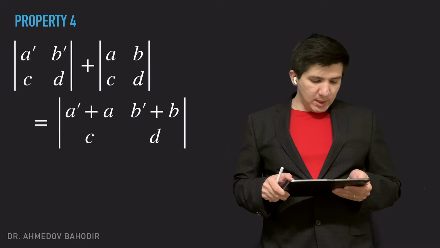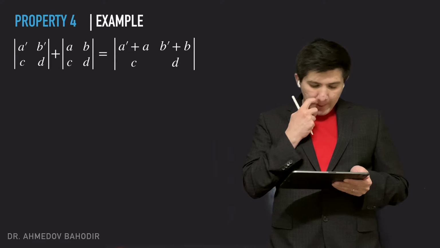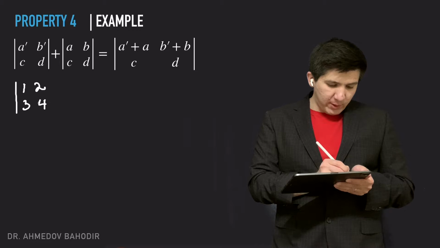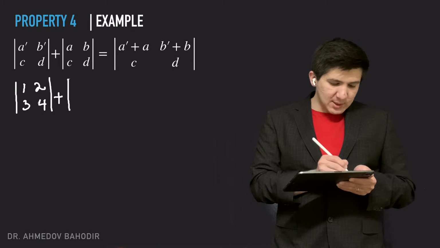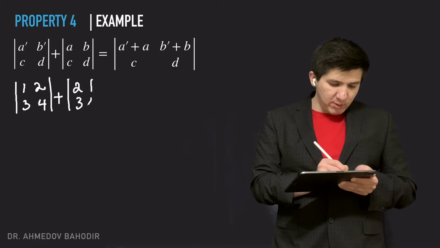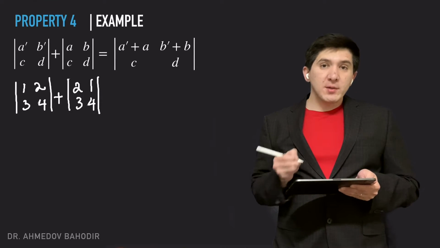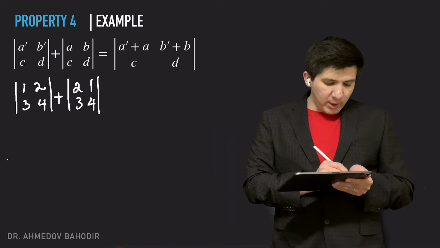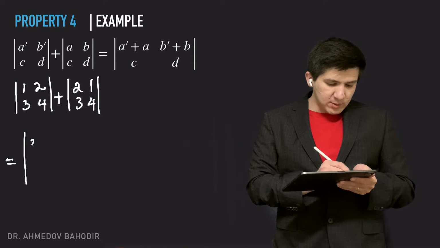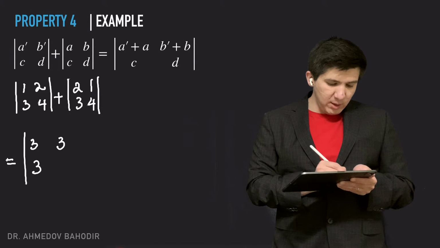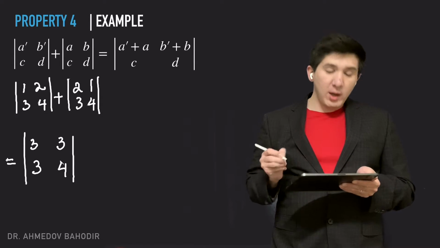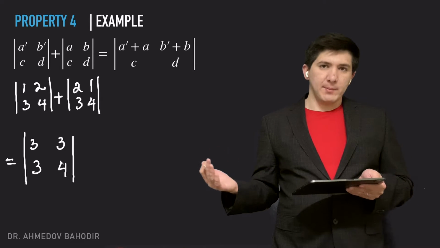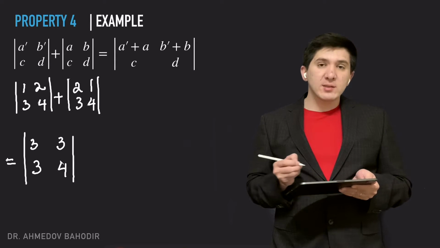Okay, so let's do an example. Let's say I'm given a matrix determinant 1, 2, 3, 4, plus let's say the second one is 2, 1, 3, 4. So you see, these two determinants are different only in the first row. If I just add them, what I get is 3, 3, 3, 4. Right? I'm going to add only that row. You see, the second row is just copied. I didn't add them.